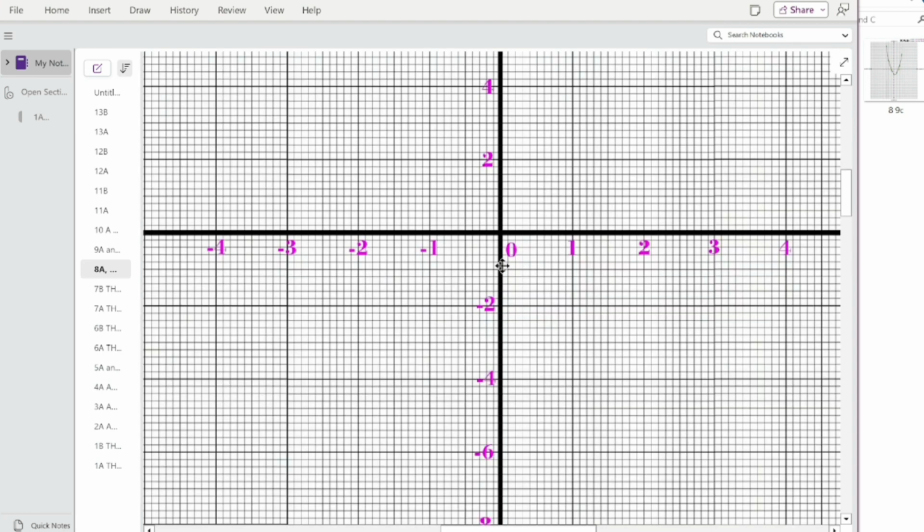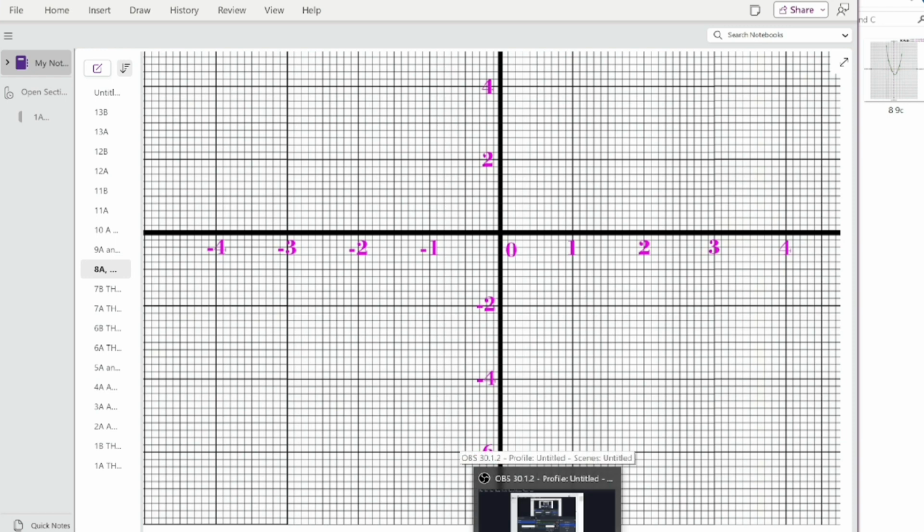Then on our x-axis, it said 2 centimeters represents 1 unit. So the distance from here to here is 2 centimeters, as discussed earlier. And note, on the x-axis, this is the positive side, this is the negative side. On the y-axis, the positive side is up and the negative side is down. With that being done, we'll move to the next stage of plotting our graph.